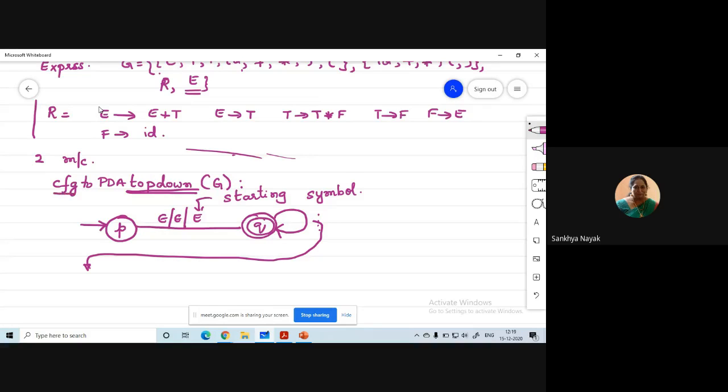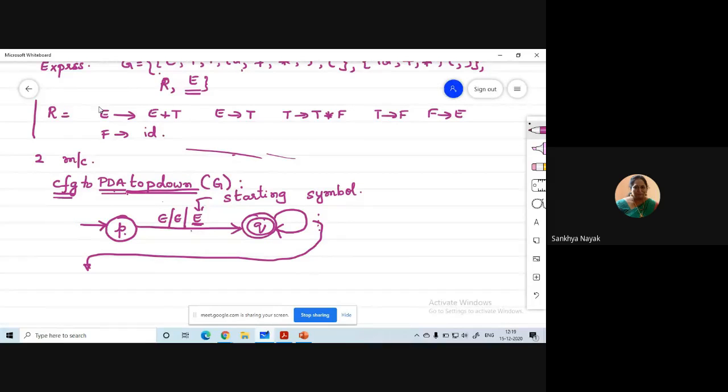So given a grammar, you are converting it into a PDA. To convert it into a PDA, we'll start with the state, let us call it P, and it doesn't matter. You are doing nothing. You are just pushing E onto the stack, and you are moving to a state called Q. And everything else you are going to do in that state called Q. So what are the various things that we are going to do?